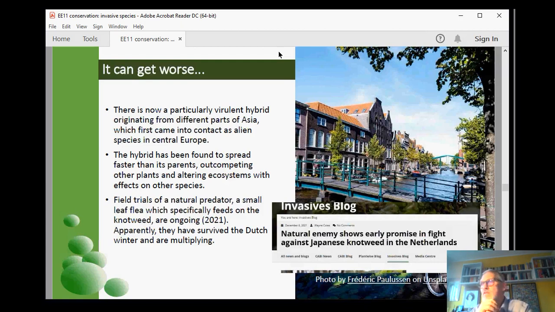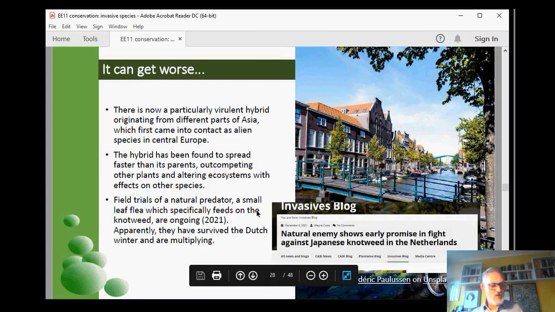Okay, but it's even worse because apparently the most virulent form of this is actually a hybrid. It's a hybrid of two separate species, which in their normal habitats never come into contact with each other, but in Europe, in the Netherlands, these two species have come into contact, and they've made a hybrid, and this thing is just like a super plant.